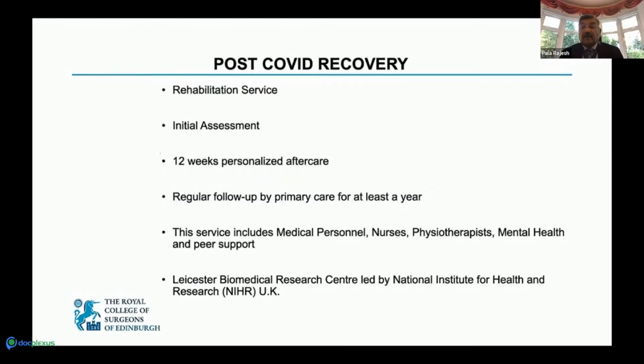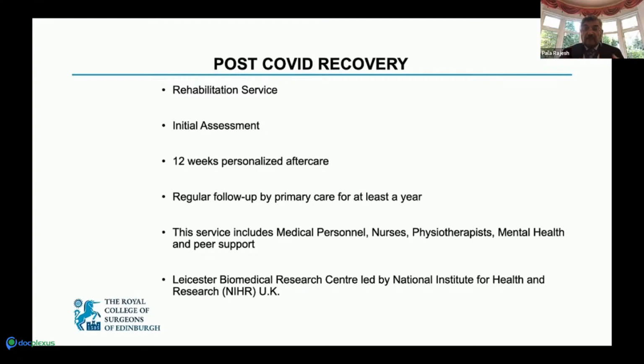Finally, we have a post-COVID recovery problem. We've seen that the patients who recover and go home still have a lot of complaints, especially with musculoskeletal problems, with ongoing breathlessness. So a rehabilitation service has been started. Initial assessment is done at the time of discharge, and at 4 weeks, they're seen after personalized aftercare with physiotherapy. The regular follow-up is to be carried out by primary care for at least a year. And this service includes medical personnel, nurses, physiotherapists, and mental health, which is again a huge area which I have not touched at all on.